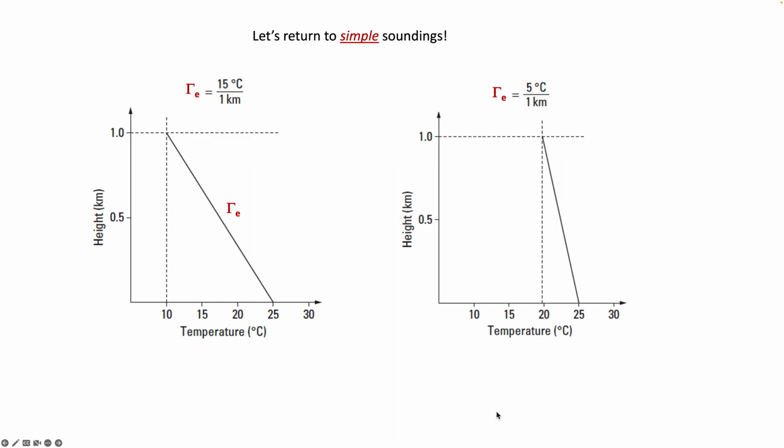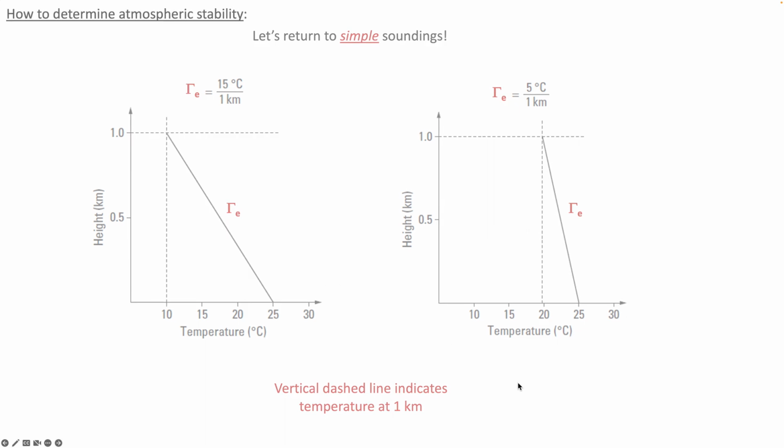So let's take a look at these 2 environmental lapse rates and use them to determine the stability of the atmosphere. Again, the vertical dashed line indicates the temperature in both examples at 1 kilometer. Now, how do we determine the stability of the atmosphere given our dry adiabatic lapse rate, our moist adiabatic lapse rate, and our environmental lapse rates? We're going to keep things really simple, but I want you to remember this basic flow chart in words of how we determine atmospheric stability. You're going to be expected to know this moving forward when I give you exams in our class, exam 2 and the final exam.